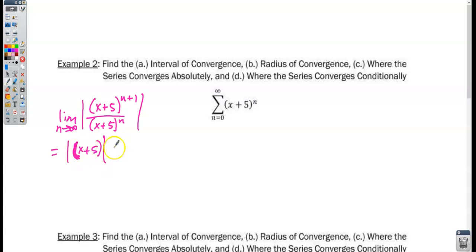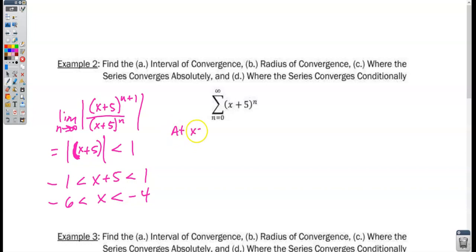This is not infinity or 0, so we're going to see where this is less than 1. We set up our inequality and subtract 5 from each part, and we get that our interval is from -6 to -4. We test at x equals -6. This is the sum from 0 to infinity of (-1)^n. That diverges by the nth term test.